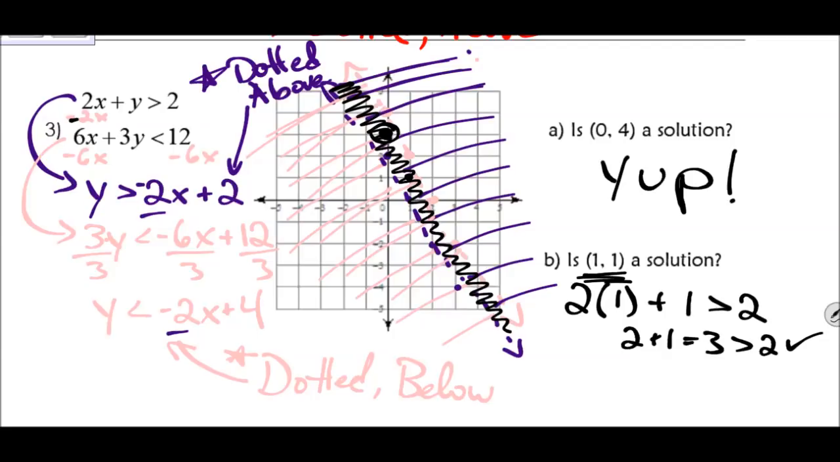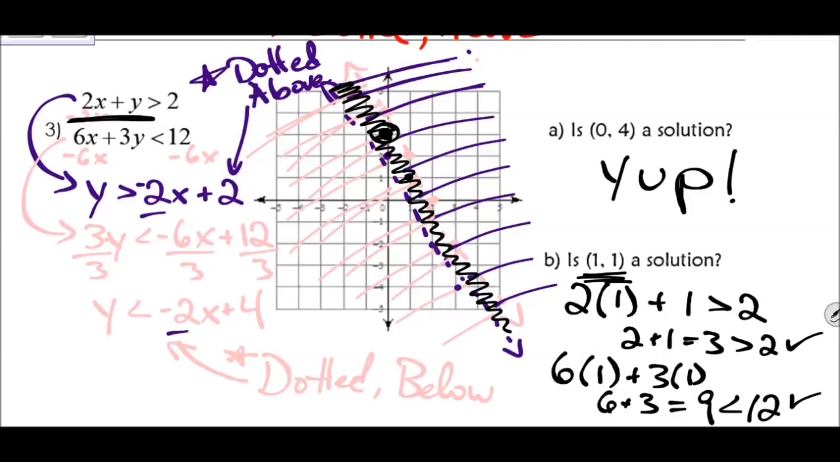When you plug in 1, 1 there, that works. I'm going to plug it into the other one also. 6 times 1 plus 3 times 1. That's 6 plus 3. That's 9. And that is less than 12. So actually it works for both of them. Yep, that is a solution also.